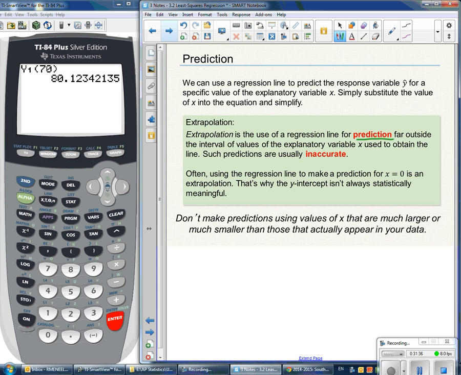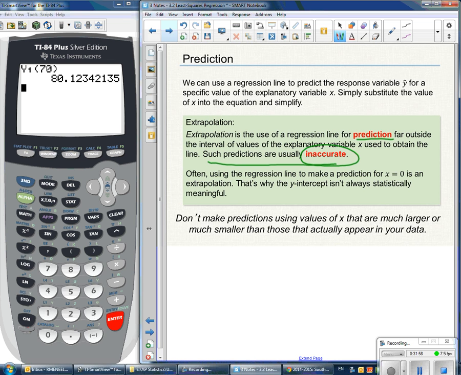But how much confidence you have in that estimate is going to be determined by how far away the x value is from the rest of your data. Because we don't know what happens beyond the domain of values that we have. So our model is only supported by the data that we have. Any predictions made that are too far away may be inaccurate. And there's really no way to tell if we don't have the data to support it.